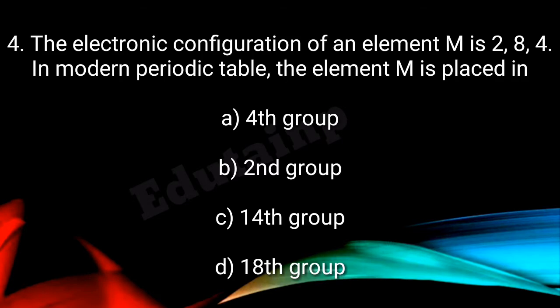The electronic configuration of an element M is 2, 8, 4. In the modern periodic table, the element M is placed in dash. Option A: fourth group. Option B: second group. Option C: 14th group. Option D: 18th group.